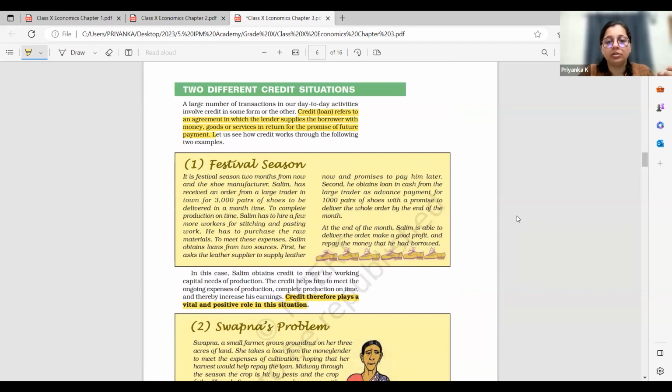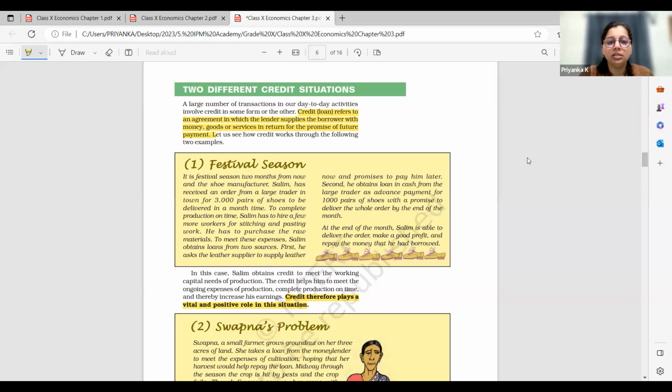At the same time, credit is not a bad thing, or loans are not a bad thing, if used in a good manner. So when does credit act as a positive influence in society? For example, take the case of a business person in a festival season. There is an example given here about the festival season. Salim is a large scale trader who sells shoes. And he knows that during festival seasons, the demand for shoes is very high.